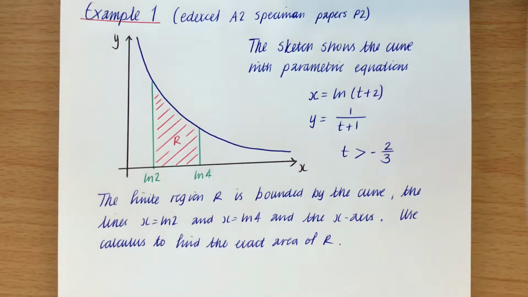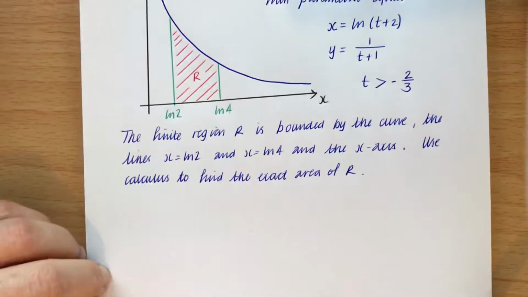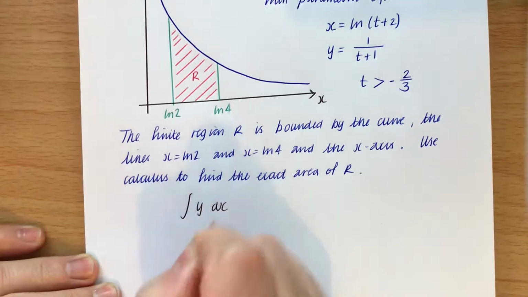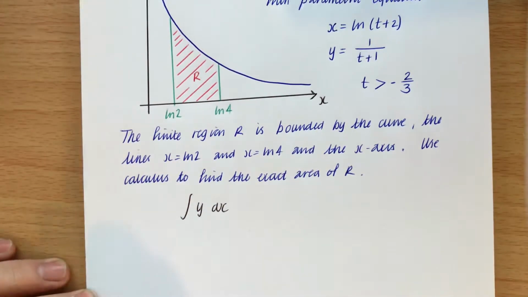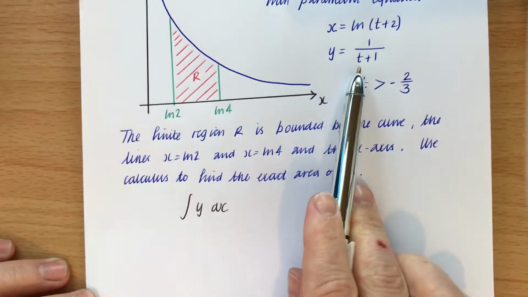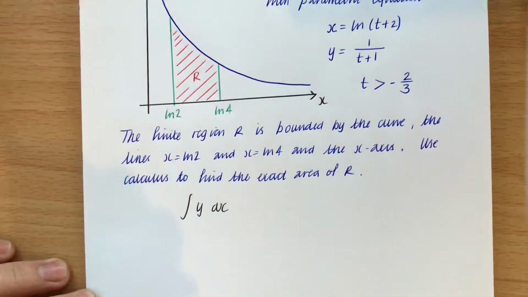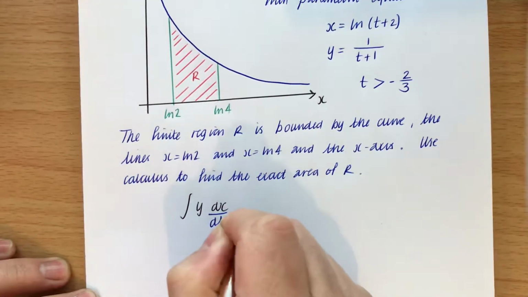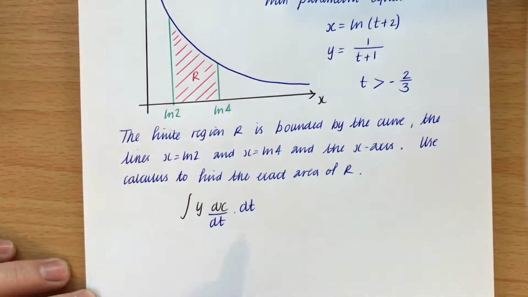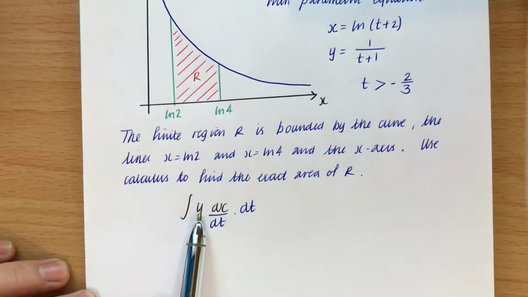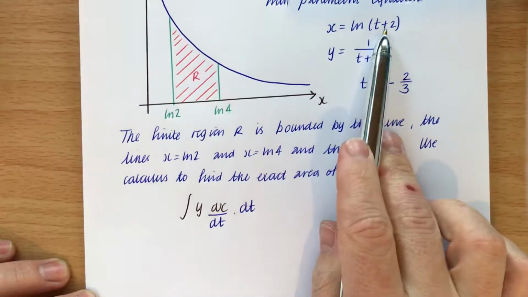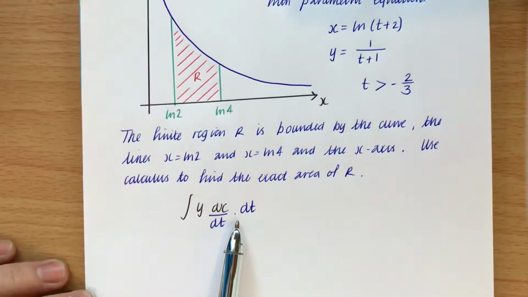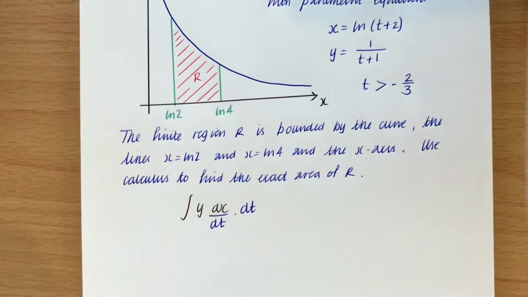So the first thing we think of with area under a curve is that it is the integral of y dx. But because now it's a parametric equation, if we subbed y in, that would be in terms of t. So we change our variable to be in terms of t, so that is the integral of y dx by dt, dt. So y will be substituted in here, dx by dt we're going to differentiate and sub in here, and then we will integrate with respect to t.